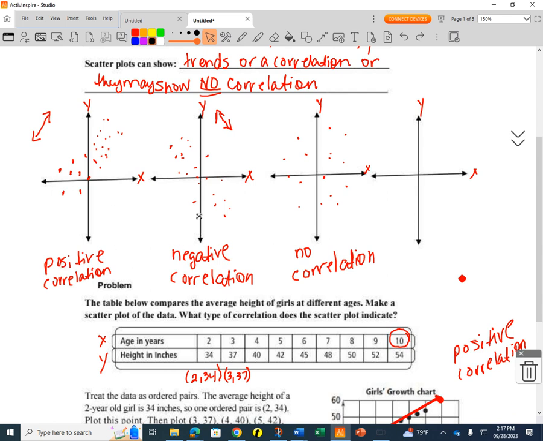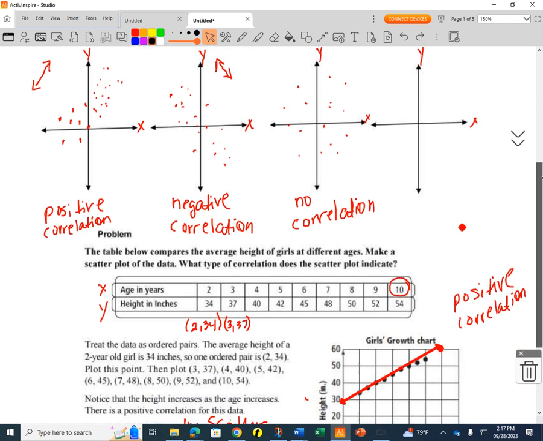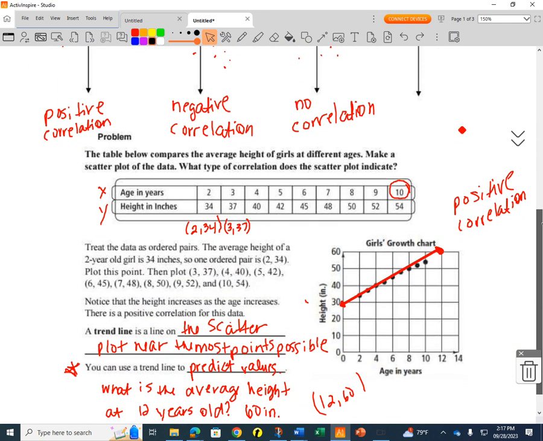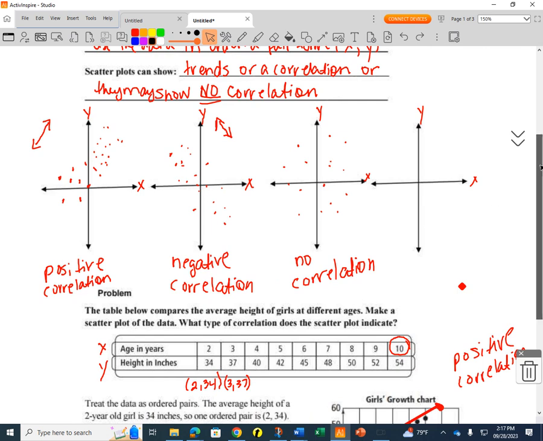You can see a negative correlation. They're going down from left to right. That means as one goes down, the other goes up. And if they're just scattered all around, you'll see that there's no correlation. You can't say in general they're all going in the same direction or opposite directions or anything like that. That's just an extra one there.